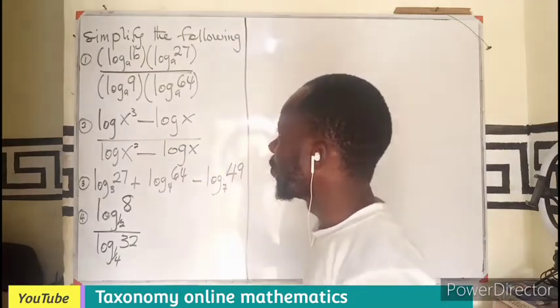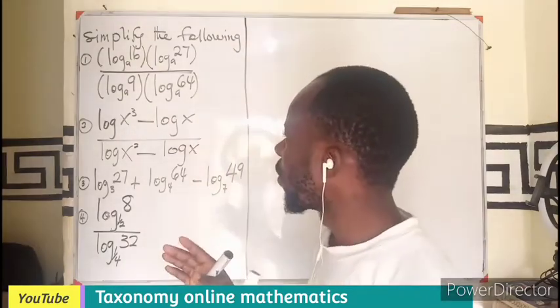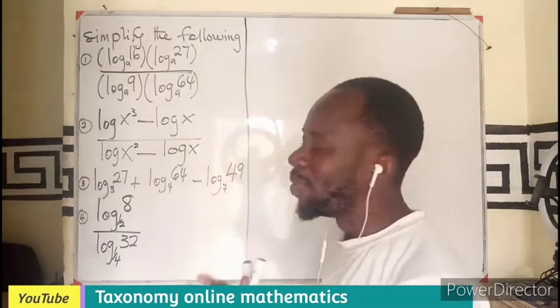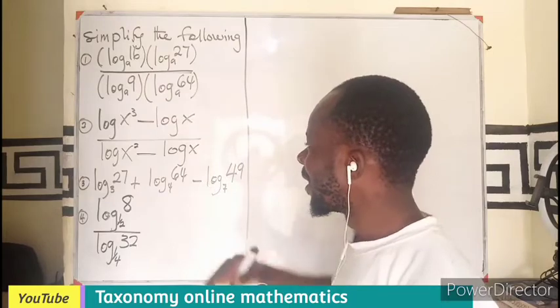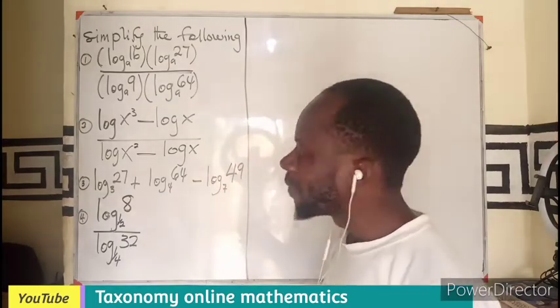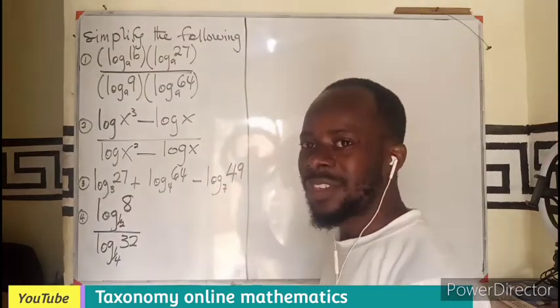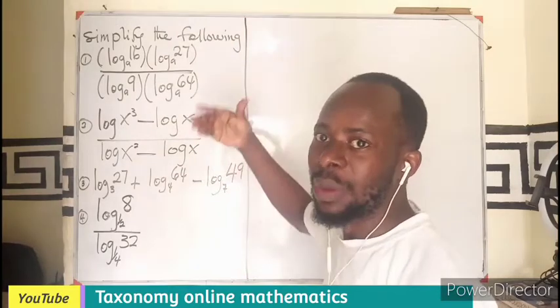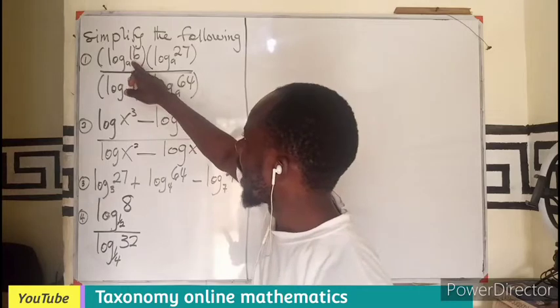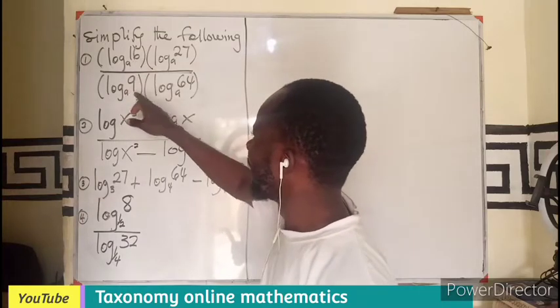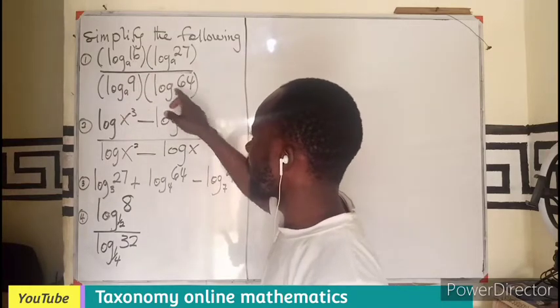So question number 1, we are having log 16 base a multiplying log 27 base a, divided by log 9 base a times log 64 base a. We have to simplify. So in this we are going to check how best we can decrease these numbers.